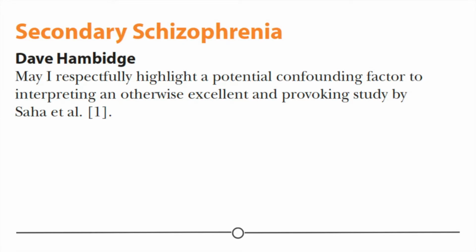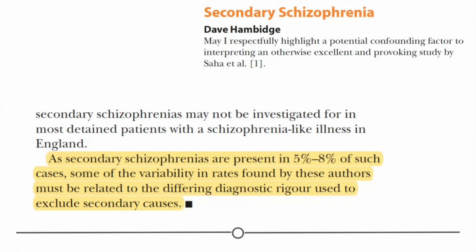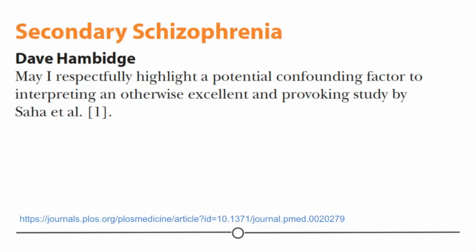In a letter to the editor, it was suggested that some of the studies that were included in the systematic review included patients who later would have been found to have secondary schizophrenia. In other words, they would have been false positives. These false positives could be inflating the prevalence numbers suggested in the original article. You can find this letter also in PLOS Medicine.